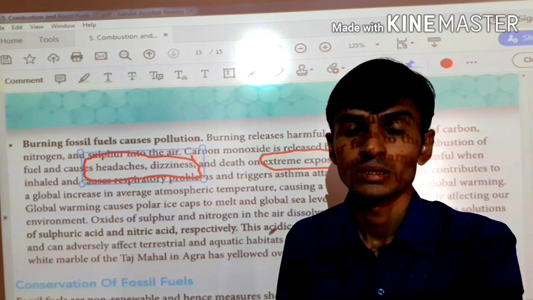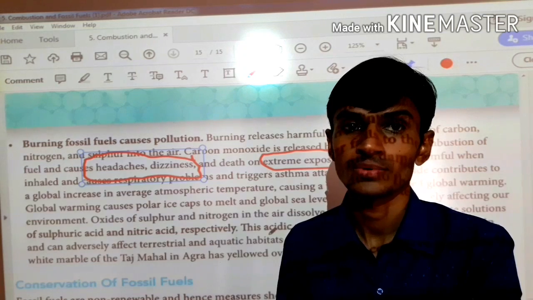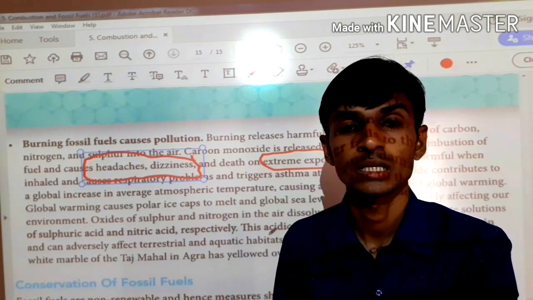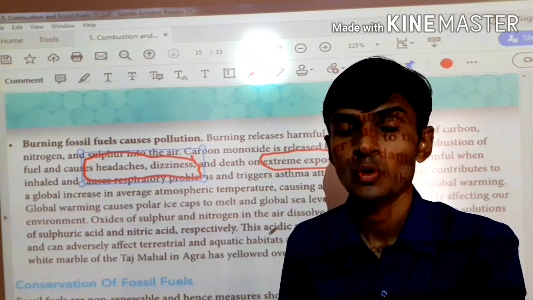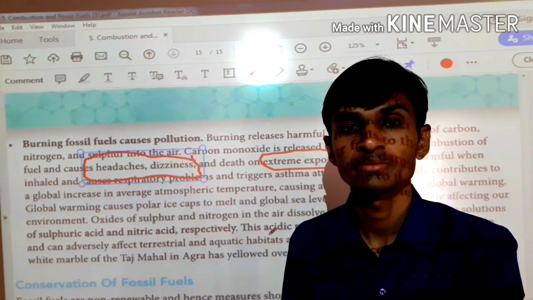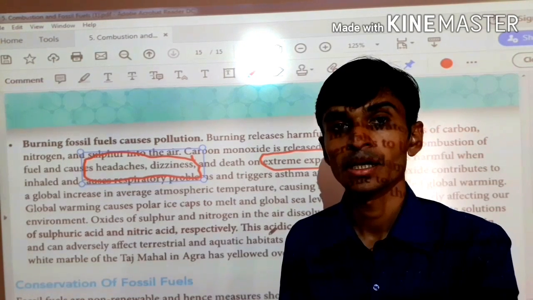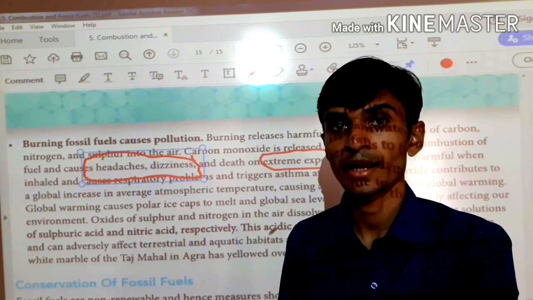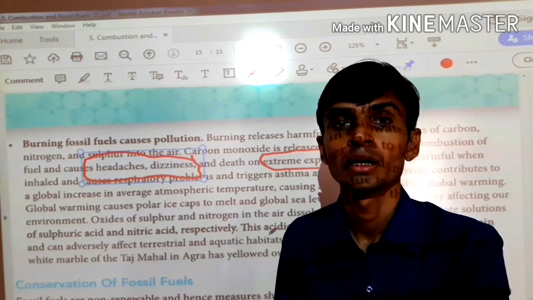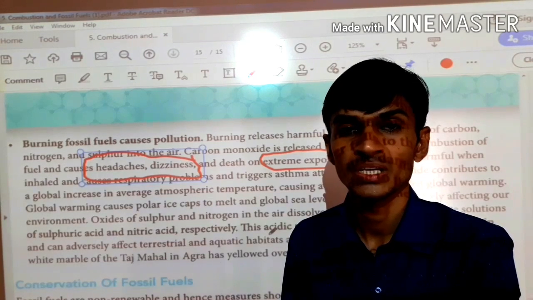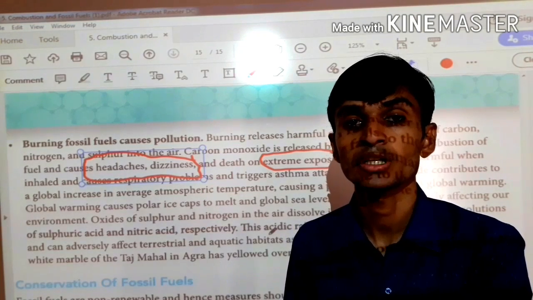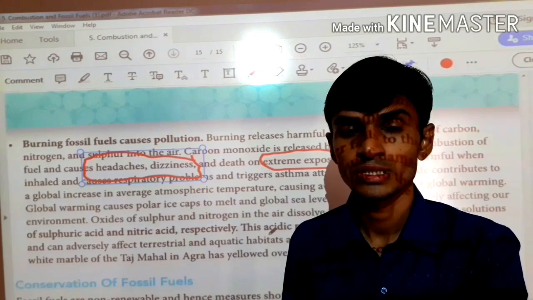Then this sulfur dioxide, sulfur trioxide, or nitrogen dioxide mixes with the water vapor present in the atmosphere. Suppose NO2 mixes with the H2O in the air, it forms nitric acid. In the same way, suppose SO2 or SO3, sulfur dioxide or sulfur trioxide, mixes with water present in the atmosphere, it forms H2SO4, that is, sulfuric acid. This water with a low pH value falls on the surface of the earth as rain. This is called acid rain.